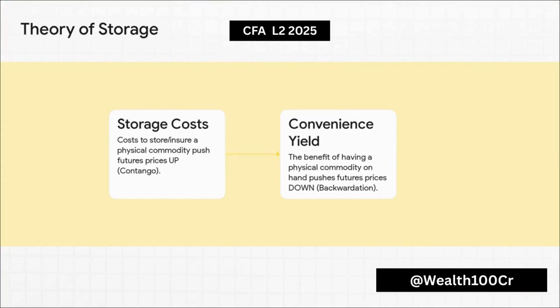The first one is called the theory of storage. And really, just think of it like a scale, a balancing act. On one side of the scale, you have all the costs of holding the physical commodity: the storage, the insurance, the financing. All those costs push the futures price up, tilting the scale towards contango. But on the other side of the scale, you have something called the convenience yield. That's the benefit of having the stuff on hand, ready to use, especially when it's scarce. And that convenience yield pushes the futures price down, tilting the scale towards backwardation.